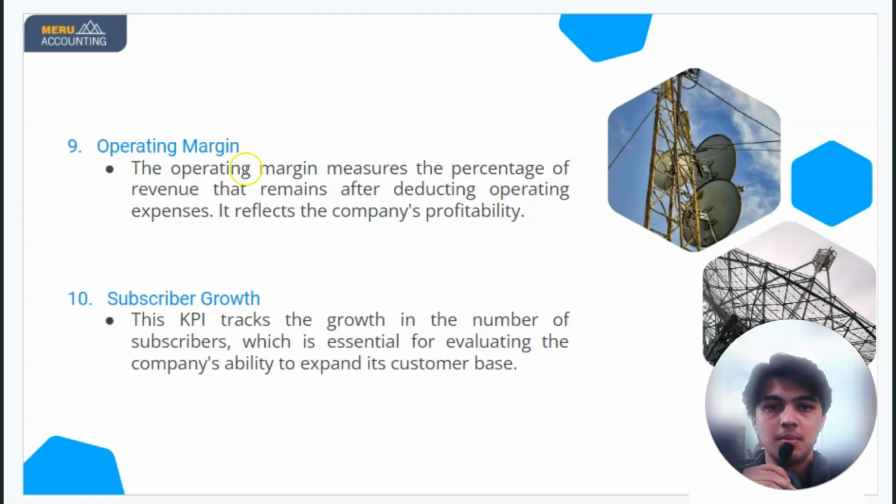Next is operating margin. This indicator will measure the percentage of the revenue that remains after deducting your operating expenses. Next is subscriber growth. This indicator will track the growth in the number of subscribers. How many subscribers have been joining your company or your services. This is very essential for evaluating your company's ability to expand the customer base.